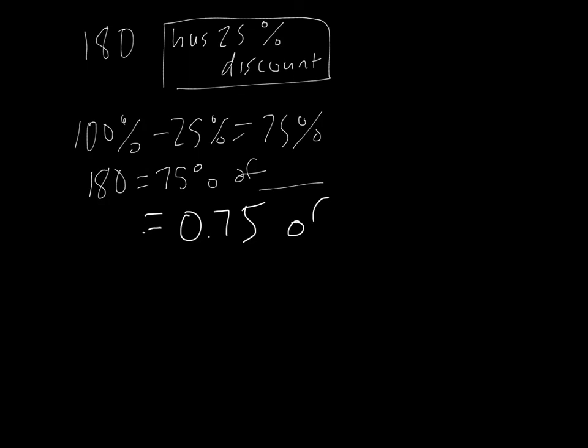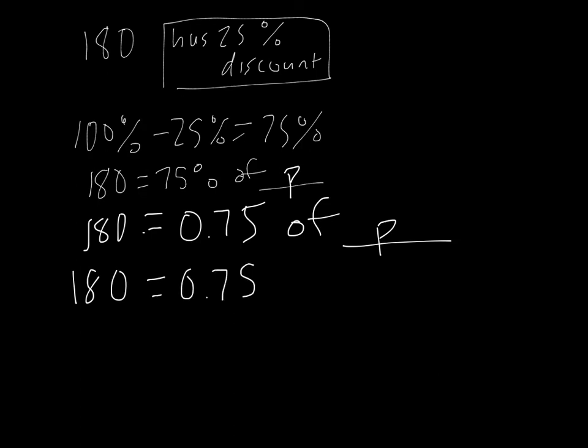0.75 of something. What is of? And I'm even going to call this P for a price. What does of mean? Multiply. So 180 actually equals 0.75 times P. Good? I still don't know what P is though. I don't know what the price is.